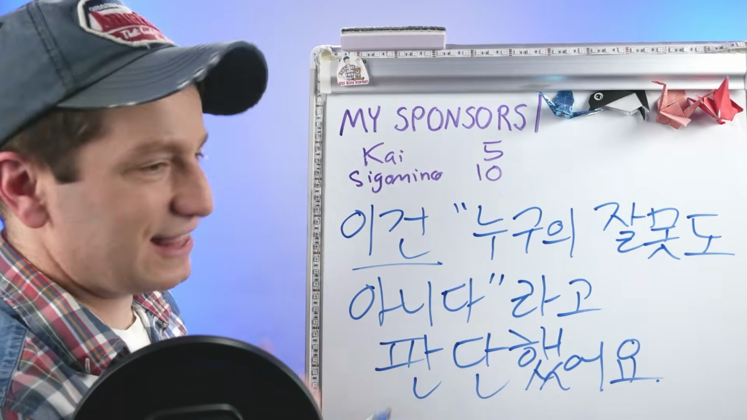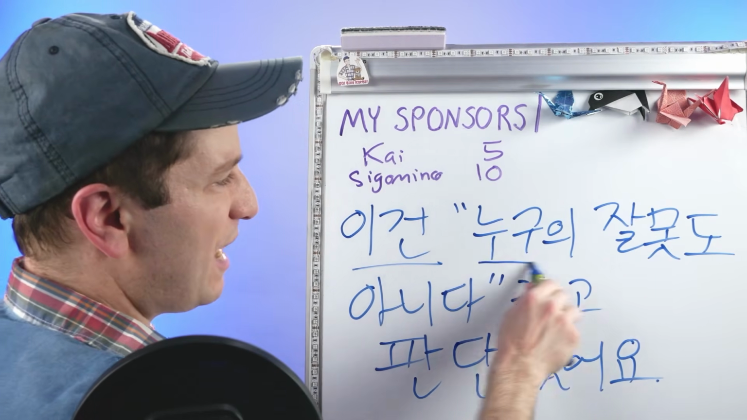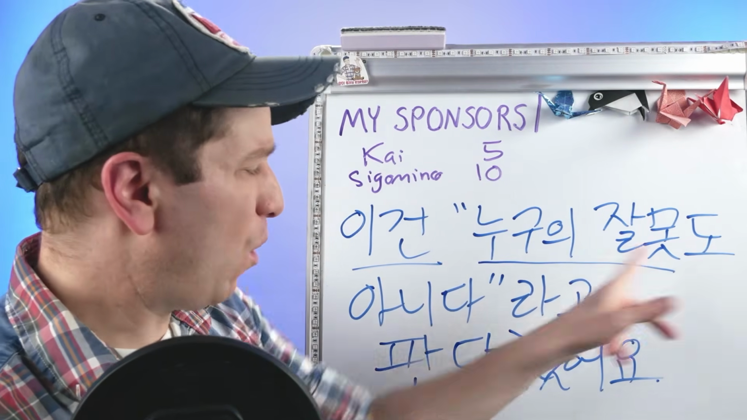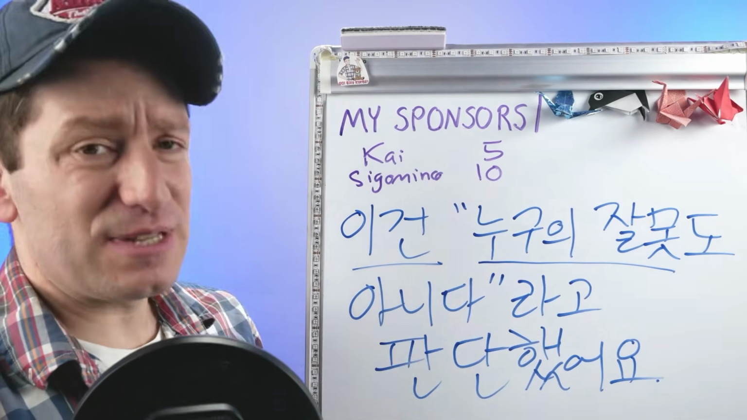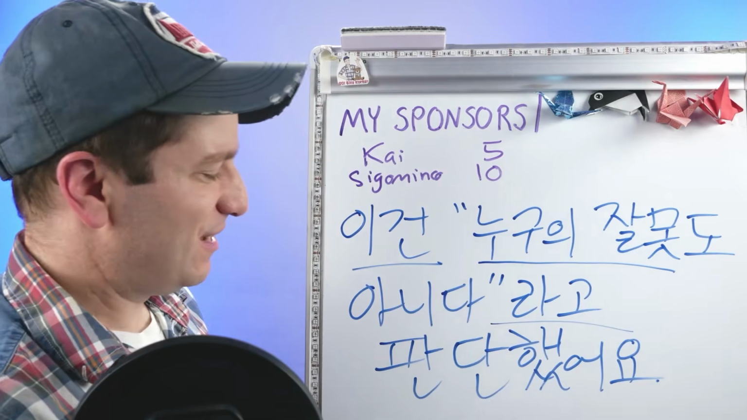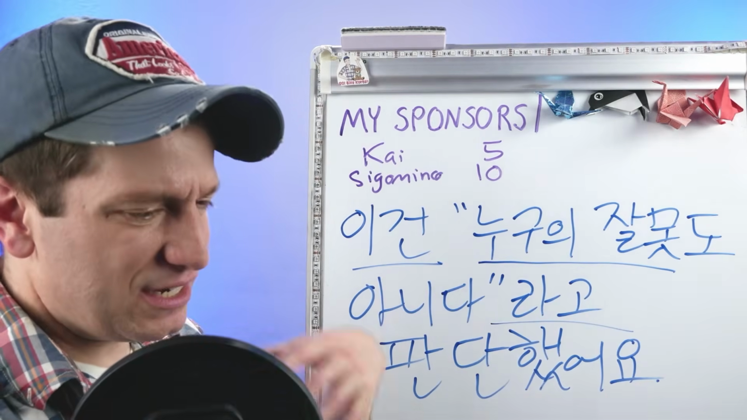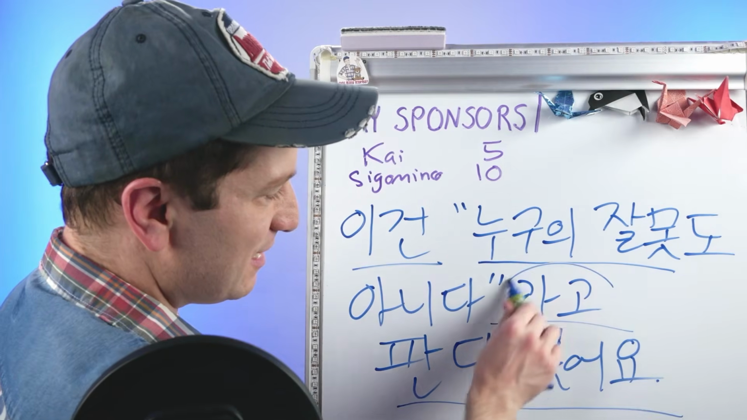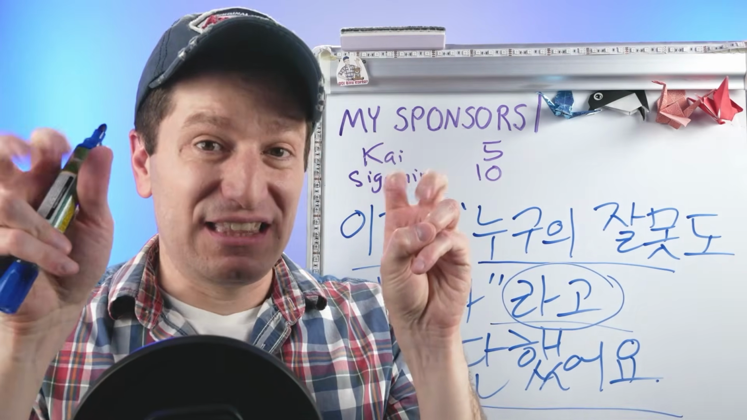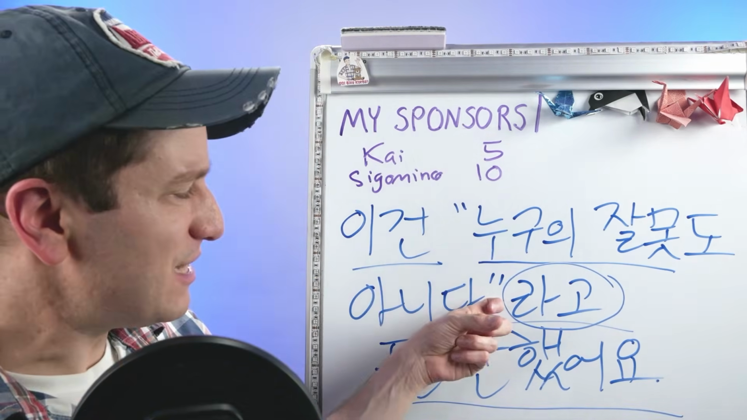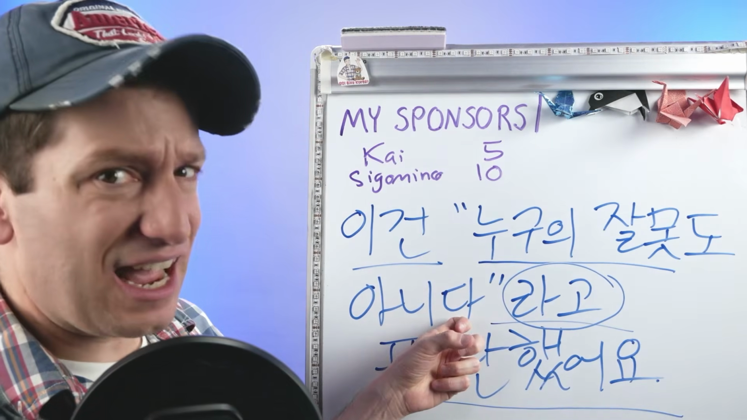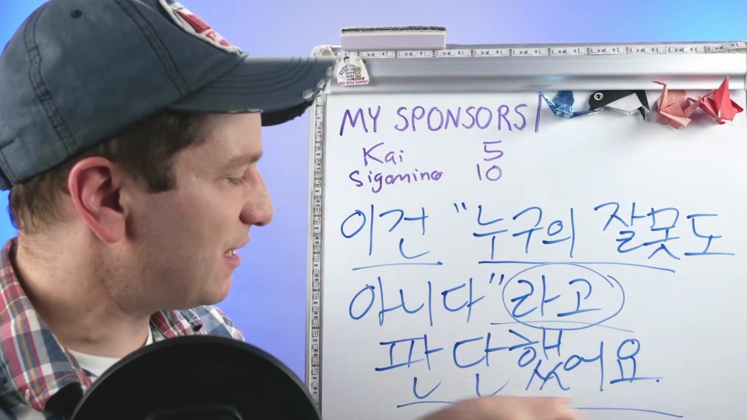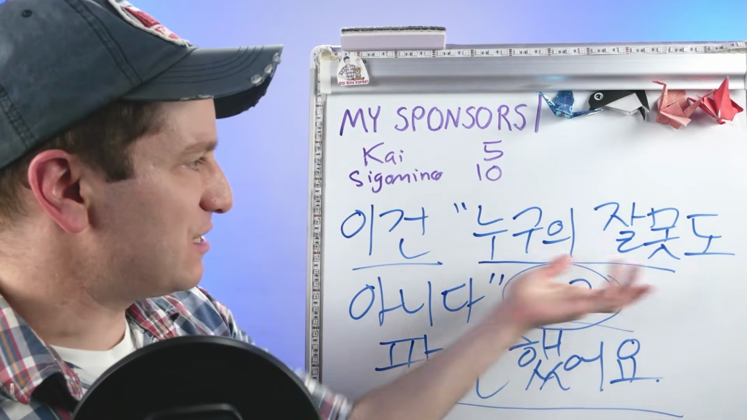이건, so this thing, this is 누구의 잘못, someone's 잘못, someone's mistake. 또 아니다, it is not someone's mistake. 라고 판단하다 is to judge. So 판단했어요. They judged that 누구의 잘못도 아니다. This is no one's mistake. Notice that it's 아니다 and not 아니라고. You could say 누구의 잘못도 아니라고 판단했어요. They judged that it is no one's mistake.